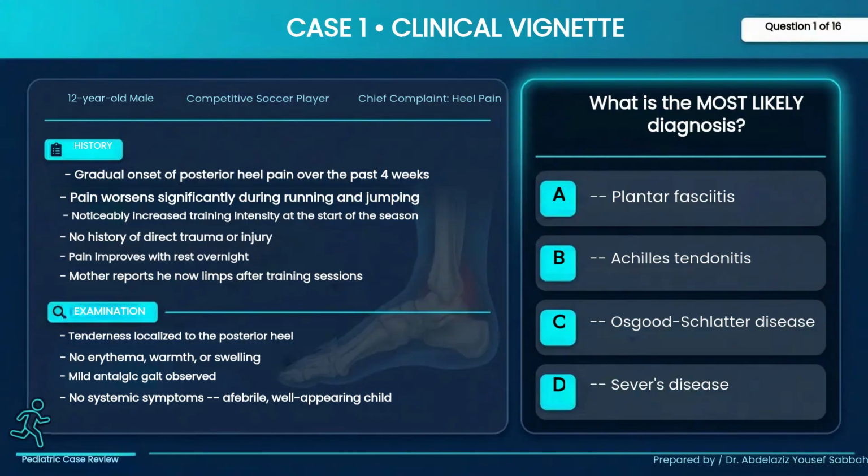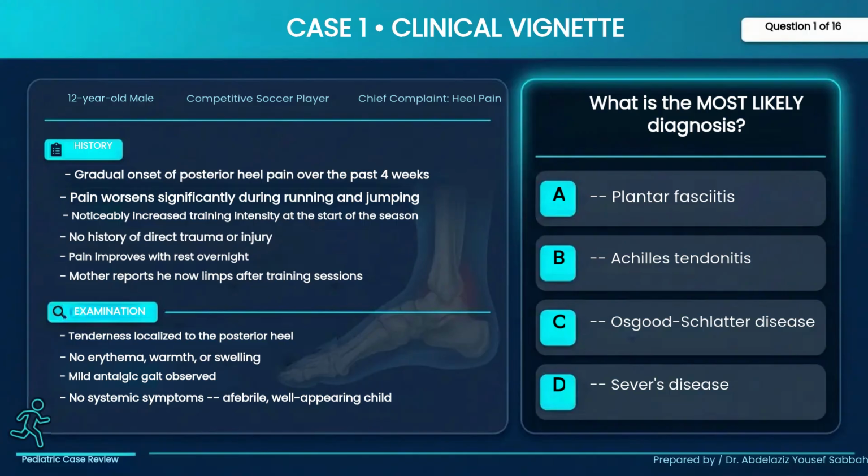Case 1. A 12-year-old male competitive soccer player presents with a chief complaint of heel pain. History: gradual onset of posterior heel pain over the past 4 weeks. Pain worsens significantly during running and jumping. Noticeably increased training intensity at the start of the season. No history of direct trauma or injury. Pain improves with rest overnight, and his mother reports he now limps after training sessions.